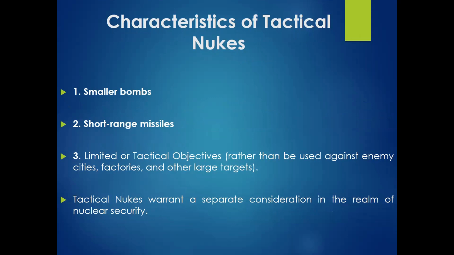So what are the characteristics of tactical nuclear weapons? Simply, they are smaller bombs. Smaller means they are not in huge megatons or in thousands of kilotons. They are just 0.5 to 5 or 10 kilotons. Number two, they are of shorter range, of course, and the objectives in tactical nuclear weapons are limited.